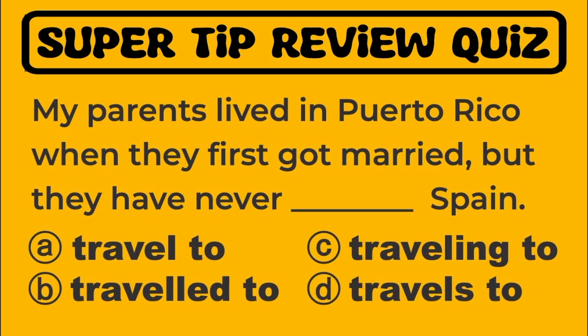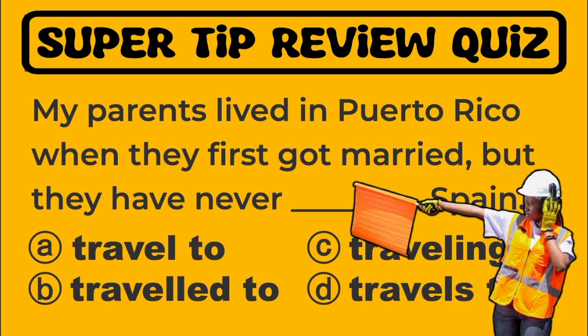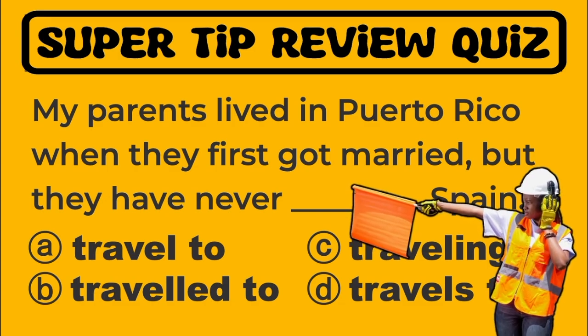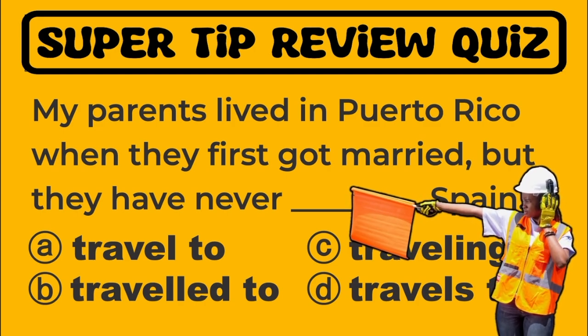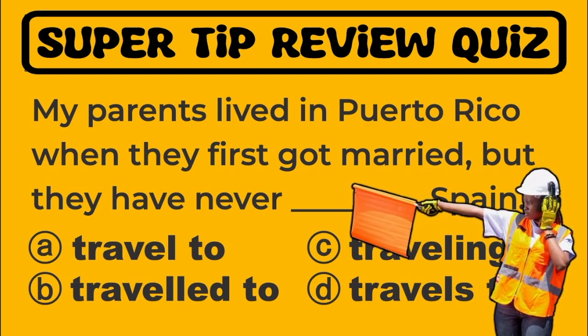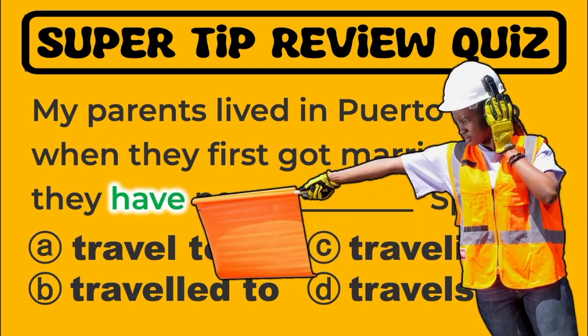Okay, here's another one, another example. My parents lived in Puerto Rico when they first got married, but they have never... Spain. Okay, what do we want to think about here? Well, where is our signal? Which word is the signal, folks? Can you see the signal? The signal is the helping verb before the blank space, before the answer space. And that signal word is, you got it, have. Okay? Have is our signal word.